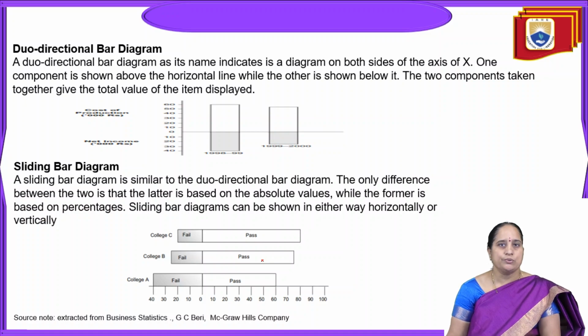One component is shown above the horizontal line, the other shown below it. The two components taken together give the total value of the item displayed. The next diagram, sliding bar diagram.